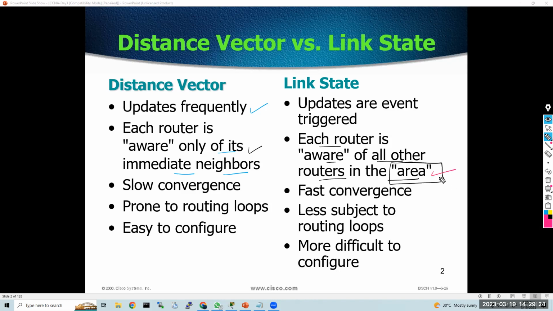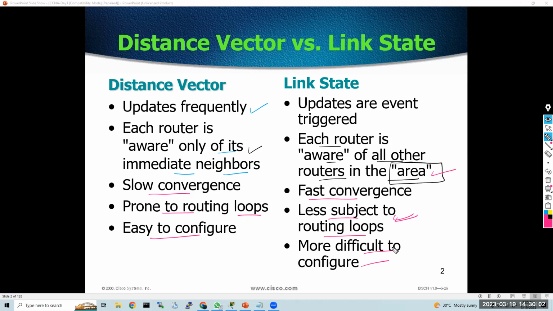Say for example, guys, I think you might know, every city has a pin code number. In each pin code area there are a lot of houses, street numbers, house numbers, right? Same thing, OSPF is going to work based on the area number. Because as you know, in OSPF there is no hop count limit; the hop count is unlimited here. Distance vector has slow convergence, whereas link state has fast convergence. It is less subject to routing loops. Looping is very rare in link state.